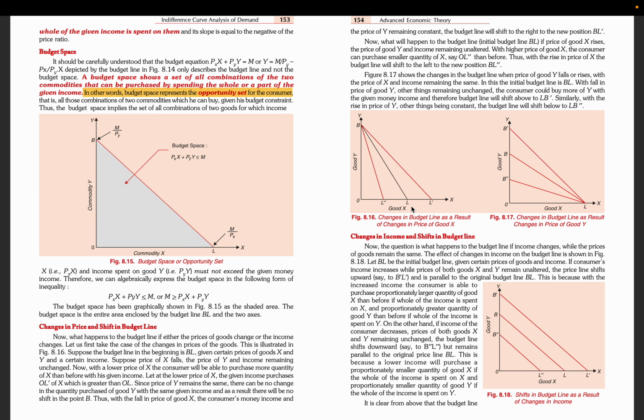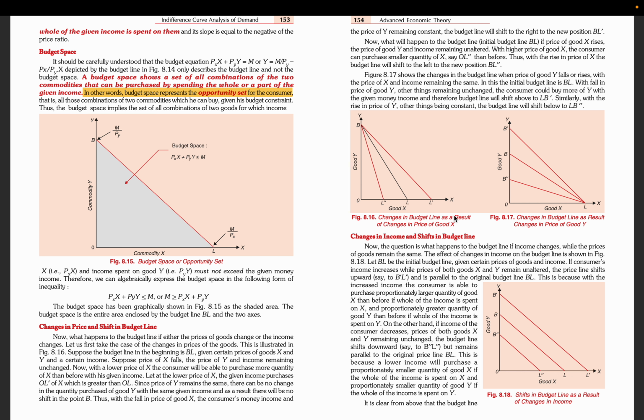Now, with the lower price of X, the consumer will be able to purchase more quantity of X than before. Let the lower price of X, the given income purchase OL dash of X, which is greater than OL. Okay, so you can come here because you can buy more of good X now with the fall in price. Since the price of Y remains the same, there is no change in the quantity purchased of good Y with the same given income, and as a result there will be no shift in point B. Point B is going to remain the same because the price of Y has not changed. Thus, with the fall in price of good X, the consumer's money income and the price of Y remaining constant, the budget line will shift to the right to the new position BL dash.